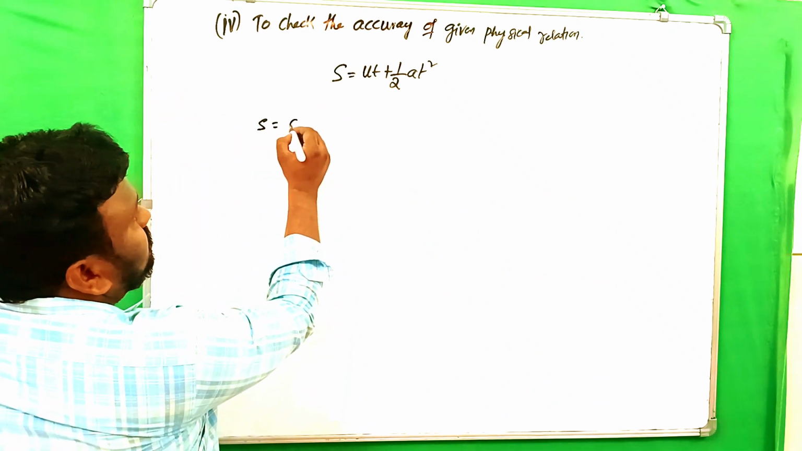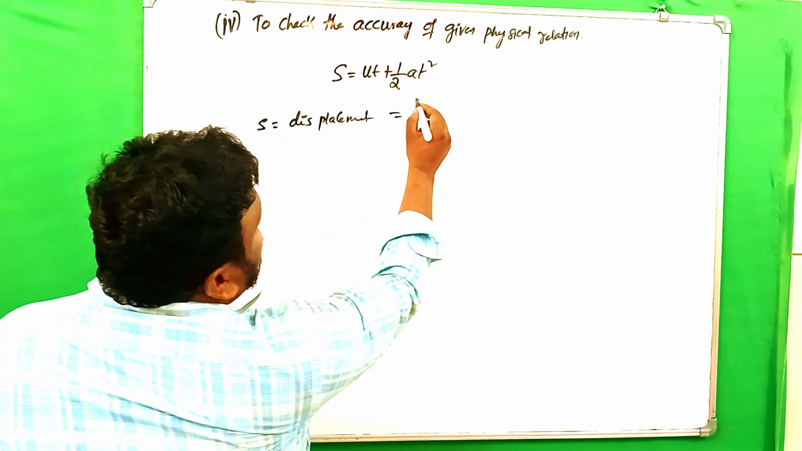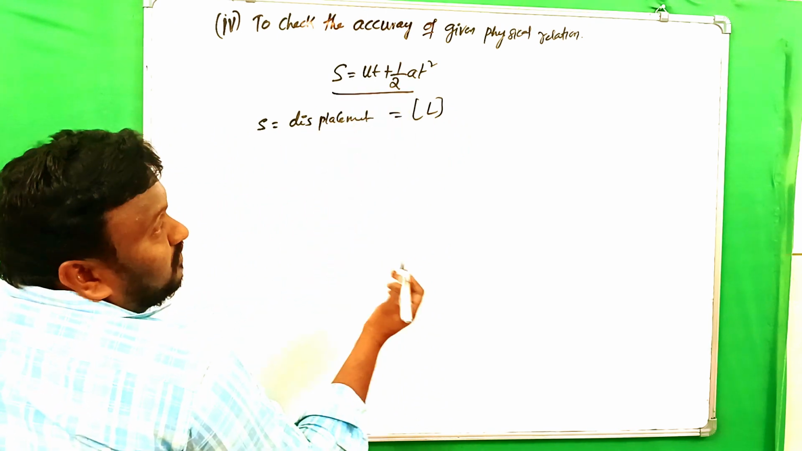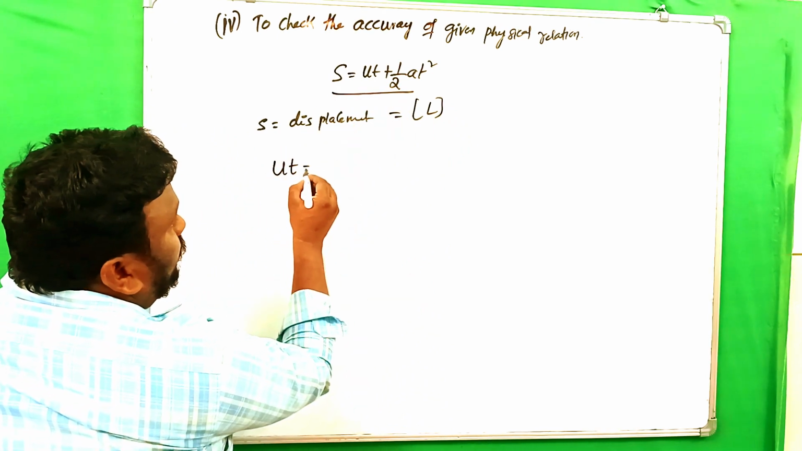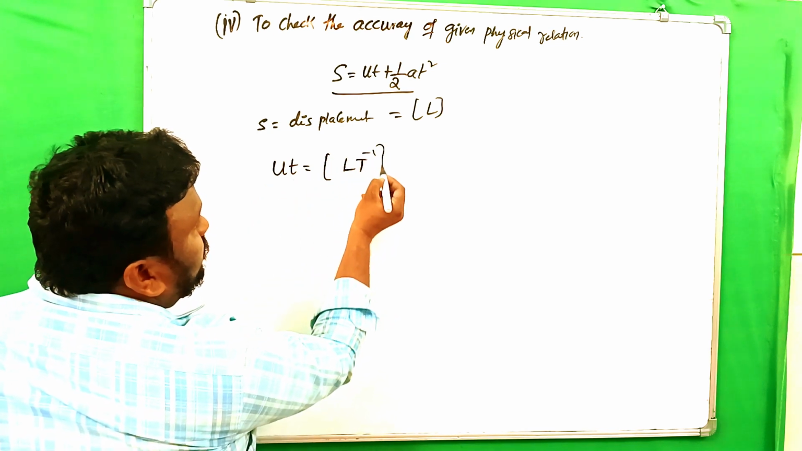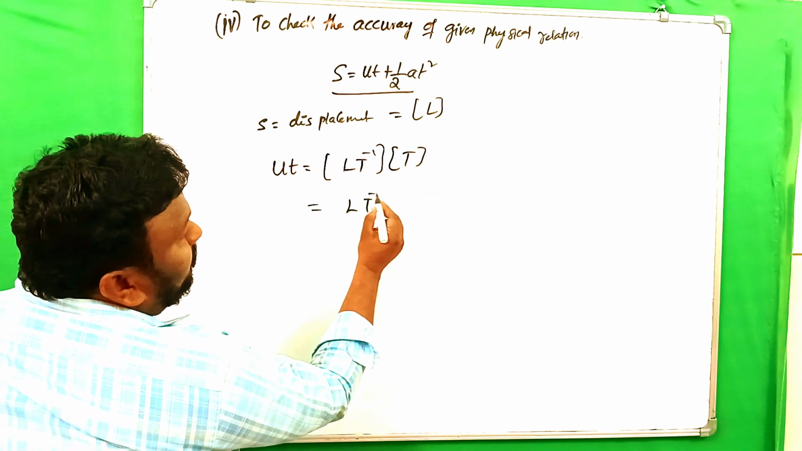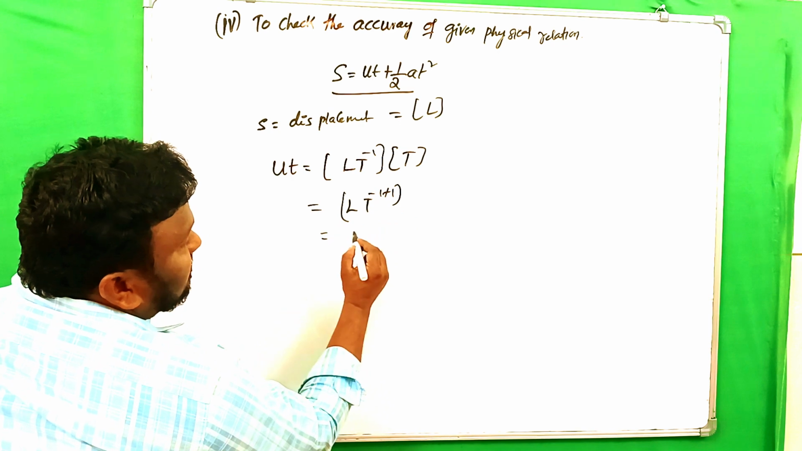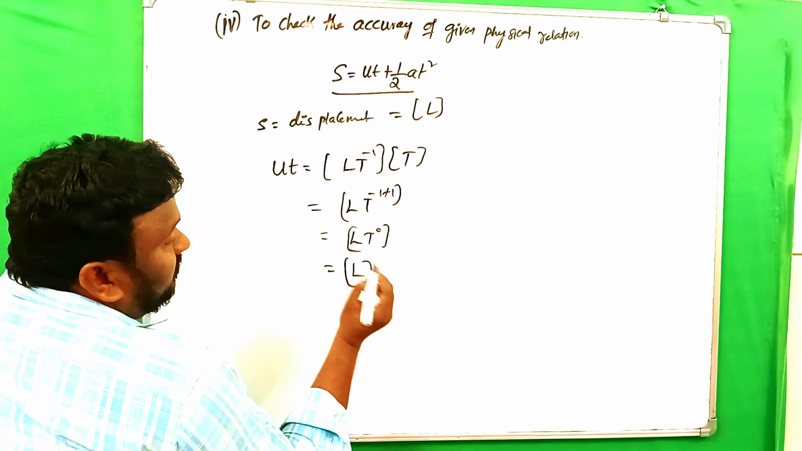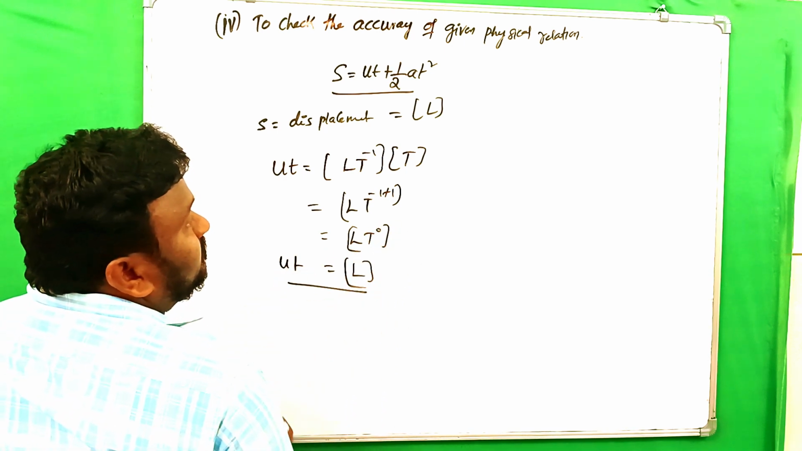So now here, what is s? s is the displacement and its dimension is what? L. Now we can check whether this equation is right or wrong. ut, u into t, what is u? Velocity, LT inverse, and what is t? Time. So then L into T to the power of minus 1 plus 1, then L T to the power of 0. T to the power of 0 means 1.